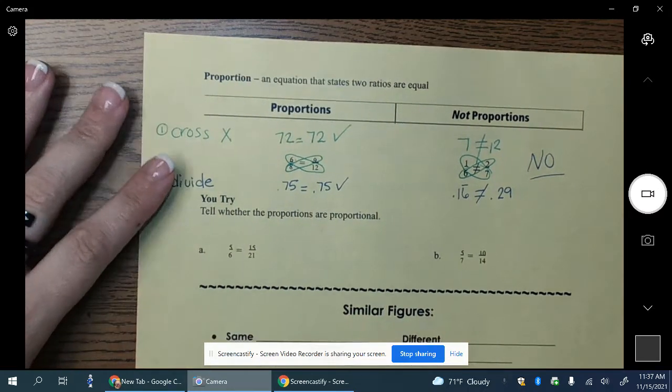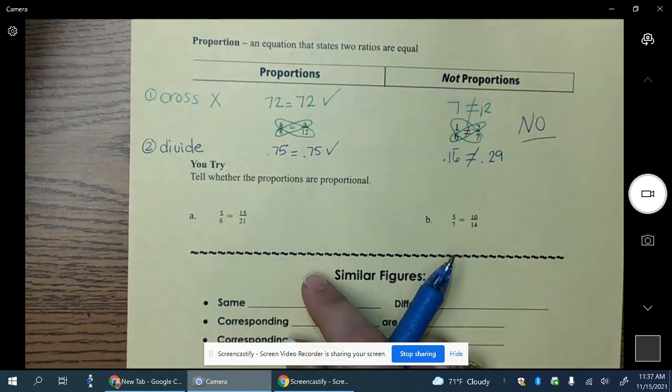I'll give you about a minute to answer these. Yes, no. Don't say the answer. Give everybody a chance. Go. You pick. Do you want to cross multiply? Do you want to divide? It does not matter to me. You get to pick. And then you're either writing yes or no.